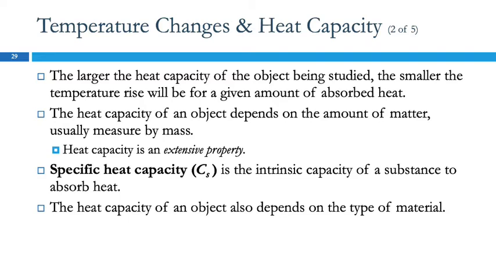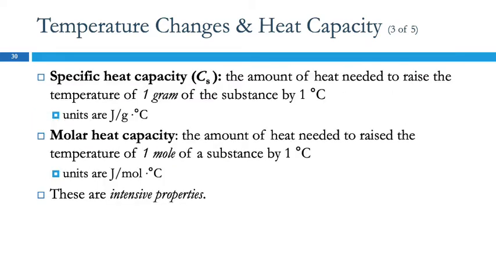So the one we use more often is called the specific heat capacity. This is an intensive property. It's the intrinsic capacity of a substance to absorb heat. So the heat capacity depends on the amount of stuff. We can get around that by using the specific heat capacity. And both of those are going to depend on what the stuff is. Some things heat up faster than others. So specific heat capacity is the amount of heat needed to raise the temperature of 1 gram by 1 degree Celsius. So now we're specifying the mass. That's the one we use the most.